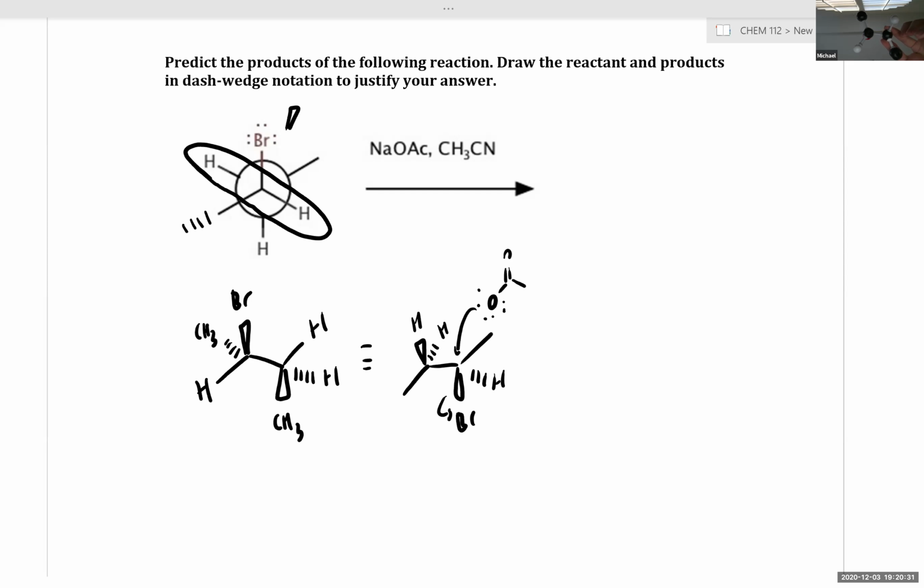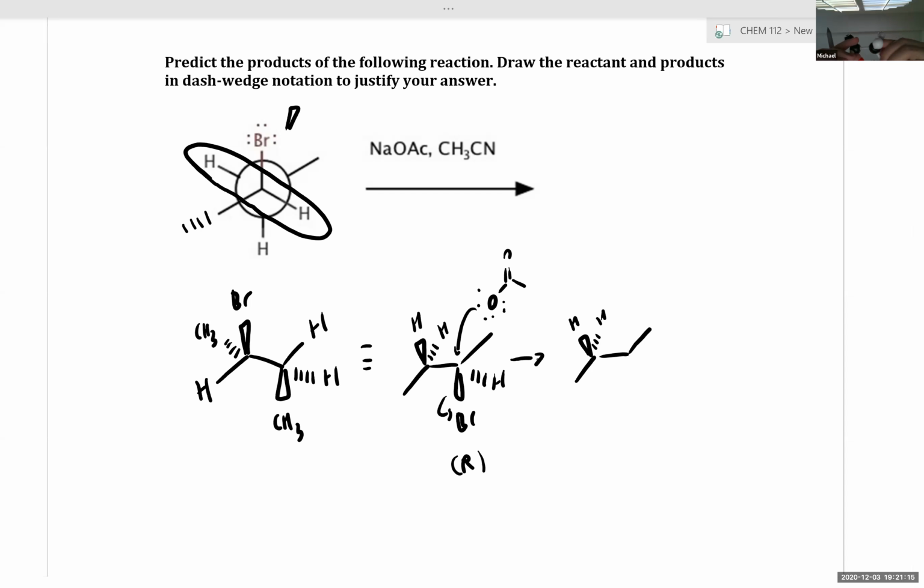Okay, so now that we have that drawn, as we have inverted this stereocenter, initially the center is R. Now at the end of this process, my question to you is, what group is now in front? What group is now in front pointing towards us? What is now in front after this displacement? The hydrogen.